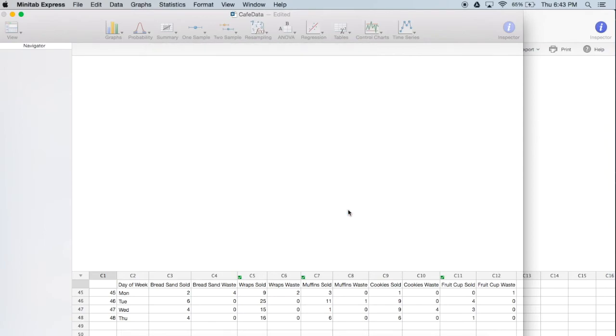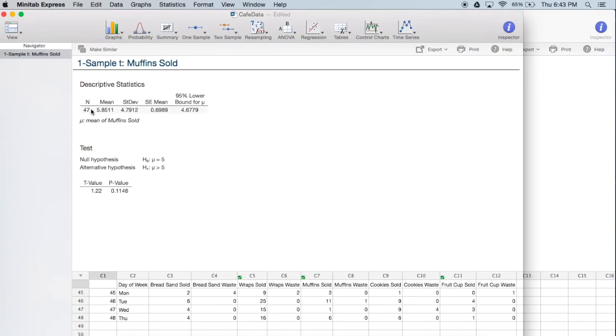When we click OK, we'll get our descriptive statistics, so our sample mean, sample standard deviation, standard error. Minitab Express will also give us our hypotheses, so we can confirm that the alternative hypothesis here matches the alternative hypothesis that we wrote in step 1. And then finally, step 2 and step 3 of our 5-step procedure. Step 2 is that the t-test statistic is 1.22. The p-value is 0.1148.